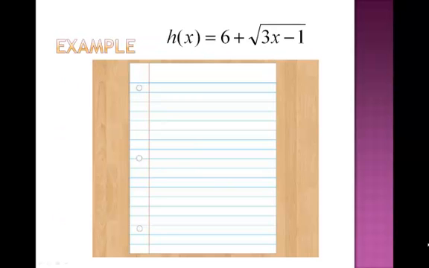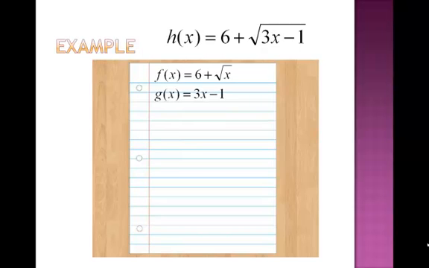Let's do an example with this so you can see a little bit more about the decomposition. So here I have h of x equals 6 plus the square root of 3x minus 1. And I want to figure out what two functions I used on the inside and on the outside in order to create this. Well, one thing that you might interpret is maybe that 3x minus 1 is the inside function. And what was it plugged into? Well, it was plugged into 6 plus the square root of x.